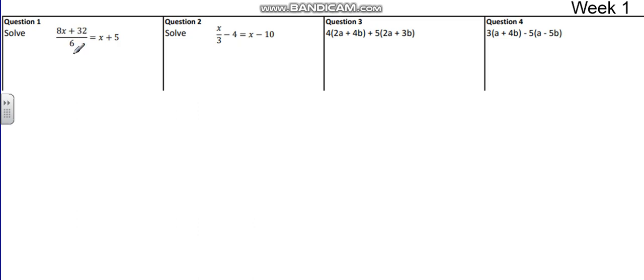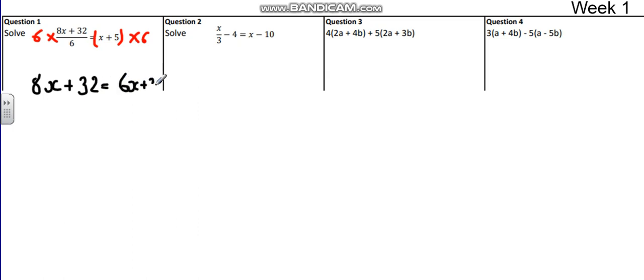Big problem is this 6 at the bottom of the fraction. So I want to get rid of that, and in order to cancel that I need to multiply by 6, but I multiplied both sides by 6. So let's get a red one. If I multiply this side by 6, I have to multiply this side by 6, but what we need to remember is that all of that side gets multiplied by 6. So what I'm left with over here, when these two are cancelled out, is 8x plus 32. And on the other side, everything's multiplied by 6, so we get 6x plus 30.